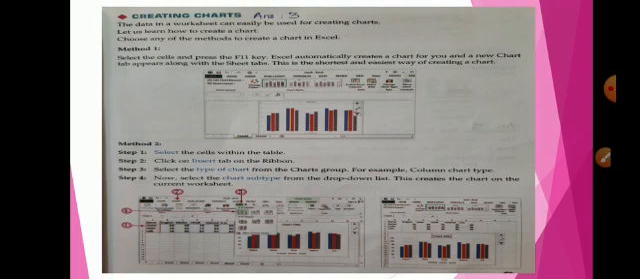There is no need of these figures where the pictures are. Don't go through that, only go through the methods. Select the cells and press the F11 key. Excel automatically creates a chart for you, and a new chart tab appears along with the sheet tabs. This is the shortest and easiest way of creating a chart.